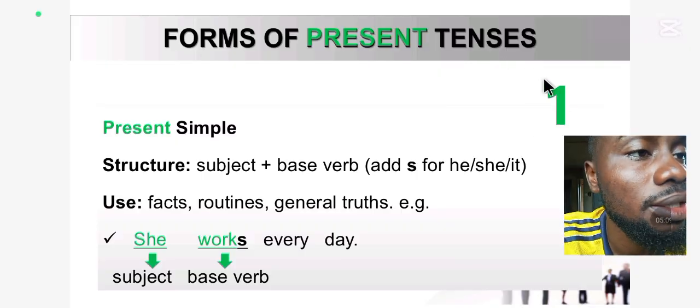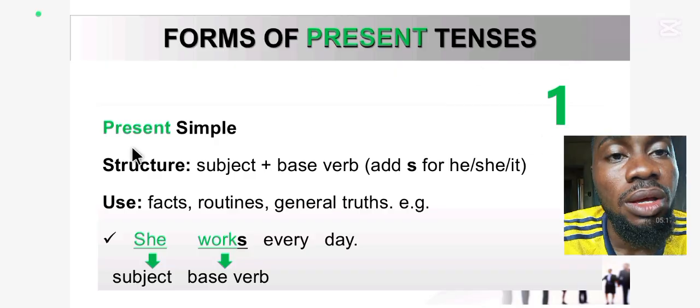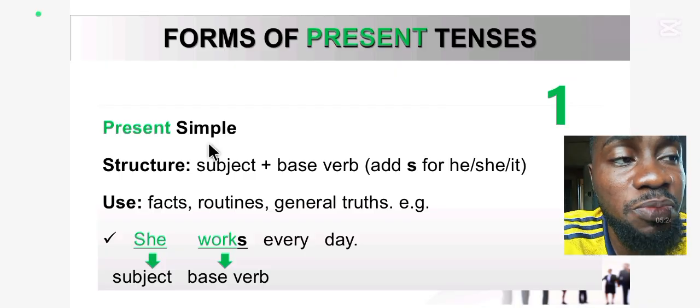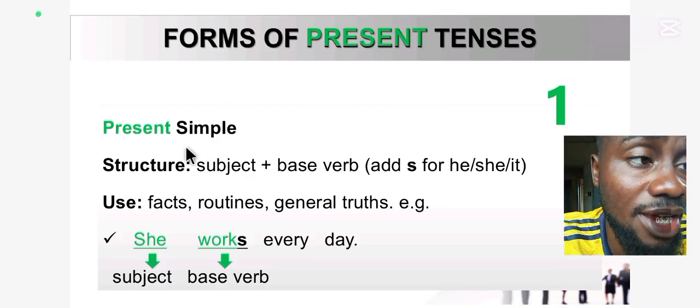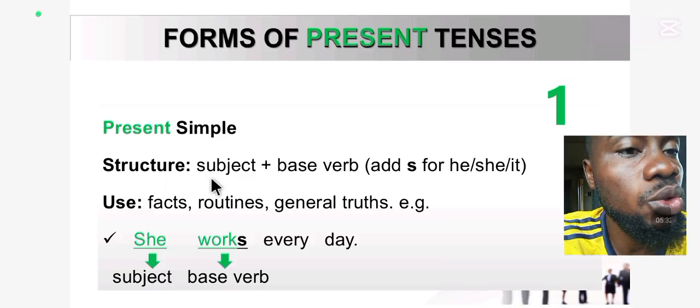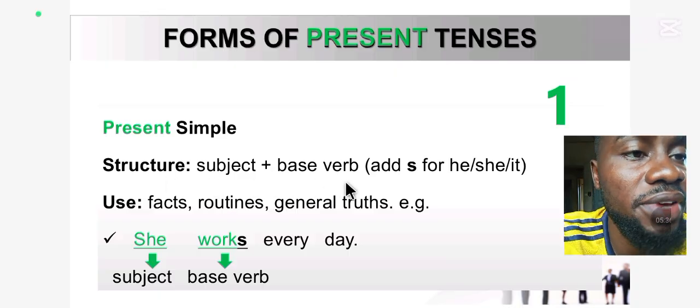Moving on. So we are treating the present tenses now. Forms of present tenses. The first is present simple. Remember we said each of the time classes has 4 aspects. We are dealing with the first aspect now. Present simple. What does the structure look like? Subject plus base verb. That's what you have in a present simple tense. Add s for he, she, it.